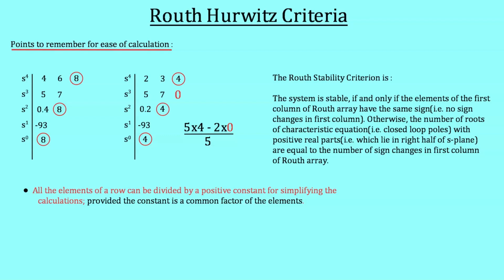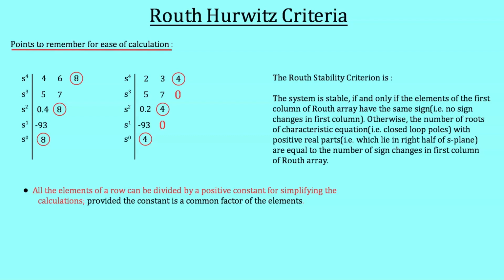If we have to calculate the second element of the third row, which is 4, its value should be equal to 5 into 4 minus 2 multiplied by 0 divided by 5. 2 into 0 will give 0. After that, we can cancel 5, which will give 4, which is exactly the same value of the last element of the first row. I hope you are getting what I am trying to say. This point you are supposed to find yourself by doing a lot of practice of different questions.